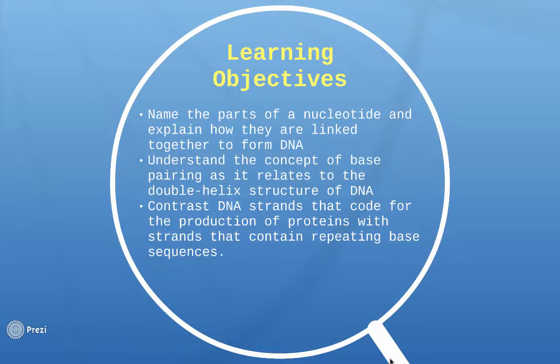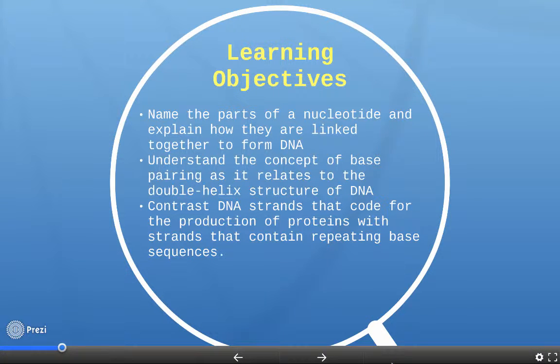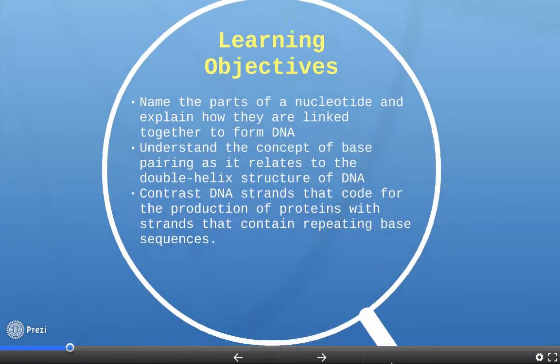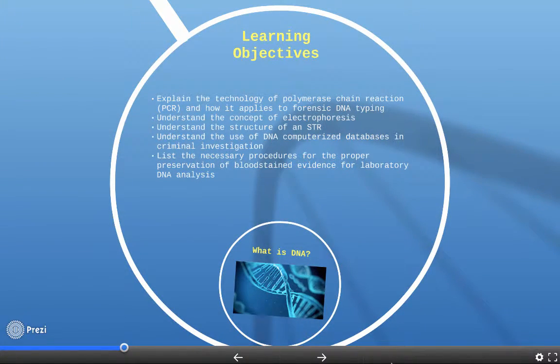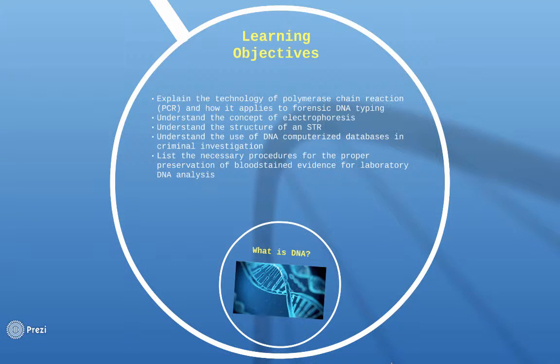The learning objectives for this chapter are to be able to name the parts of a nucleotide and explain how they are linked together to form DNA, understand the concept of base pairing as it relates to the double helix structure of DNA, contrast DNA strands that code for the production of proteins with strands that contain repeating base sequences, explain the technology of polymerase chain reaction and how it applies to forensic DNA typing, understand the concept of electrophoresis, understand the structure of an STR, understand the use of DNA computerized databases in criminal investigation, and list the necessary procedures for the proper preservation of blood-stained evidence for laboratory DNA analysis.